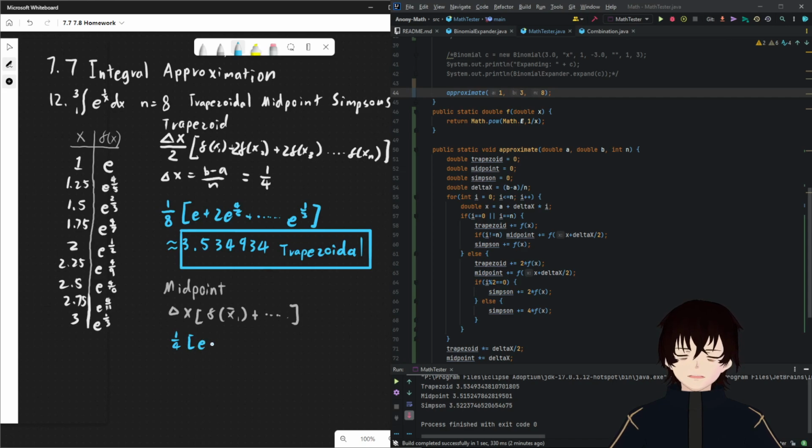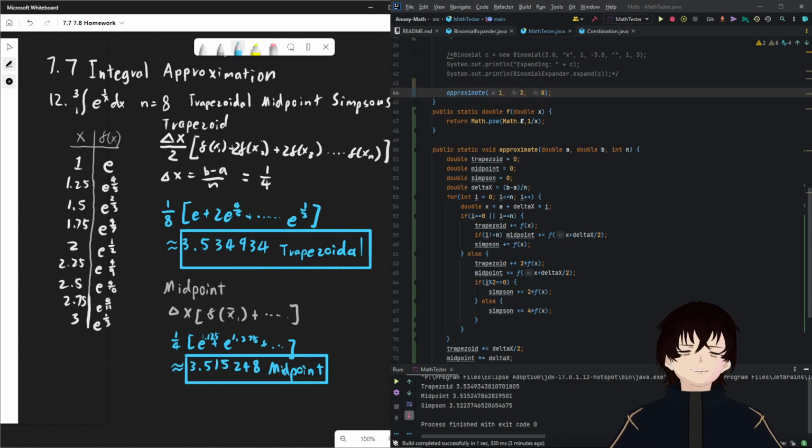1/4 times e to the power of 1.125 plus e to the power of 1.375 plus and so on. And we get that it's approximately 3.51528. And that's by the midpoint rule. Box in Microsoft Whiteboard. Yes! That is so satisfying, having a perfect rectangle.